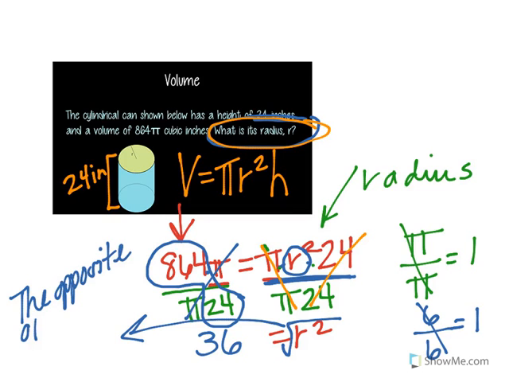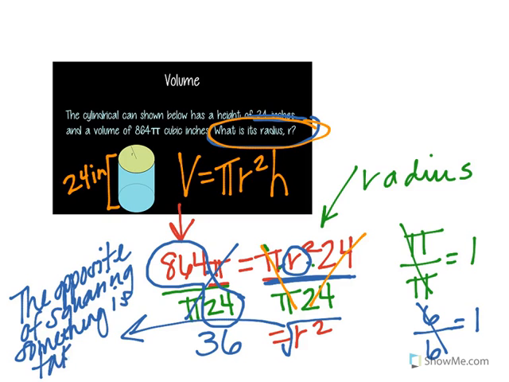The opposite of squaring something is taking the square root. And that's just going to give me what my regular radius is, not radius squared. So if I take the square root on this side to get r by itself, then I have to take the square root on the other side, and the square root of 36 would be 6.